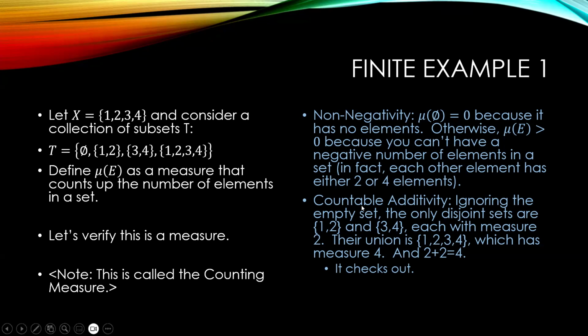And so the other thing we can do is check countable additivity. If we think of {1, 2} and {3, 4}, well, {1, 2} has a measure of 2, and {3, 4} has a measure of 2. If we add them together, or if we take the union of them, we get the whole set, which has a measure of 4. And sure enough, 2 plus 2 equals 4. And so it checks out. This is a way of measuring this sigma algebra.